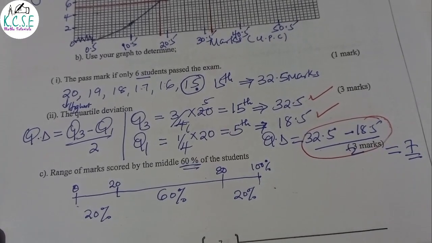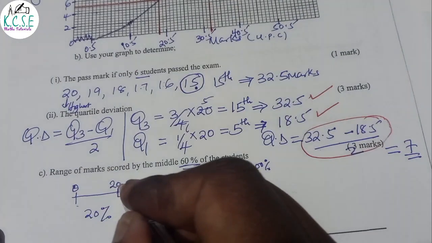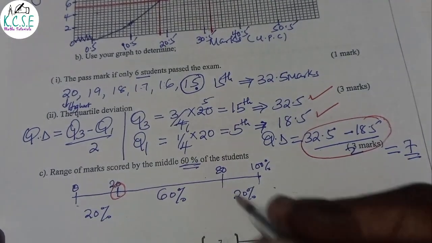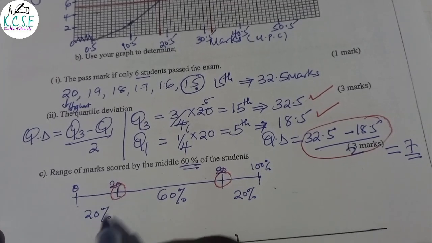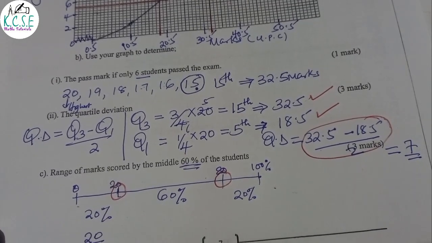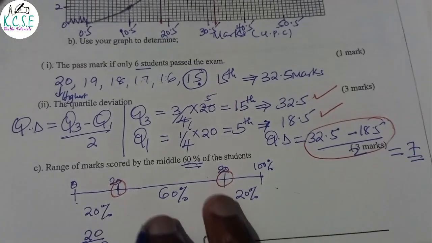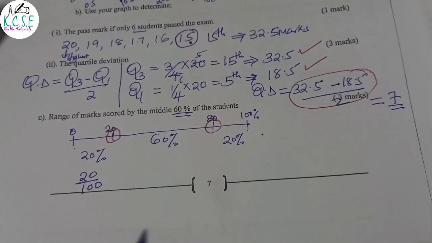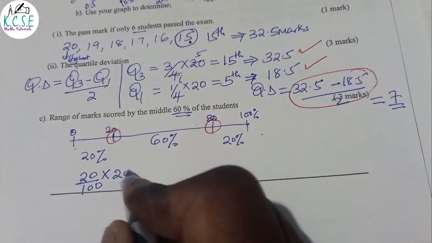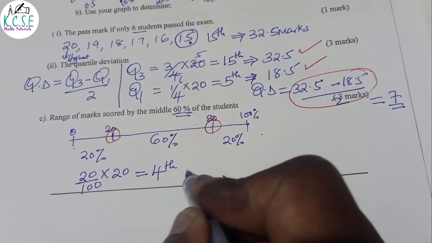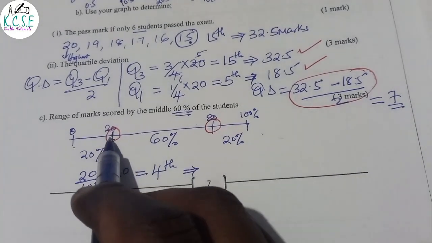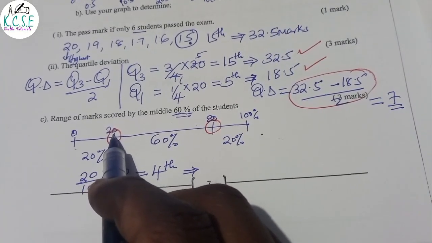So the range would be given by, look at where the middle 60 is beginning. The middle 60 is beginning from here, 20% to 80%. So that is what you need to get. We need to get the position where we shall have the first mark here, 20%. To do that, we just take 20%, which is 20 over 100, times the total frequency, which is 20. This will give us the position. The position will be the fourth. The fourth student will give us the first mark here. That will be the 20th percent.